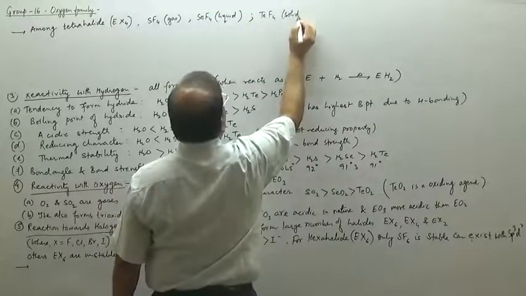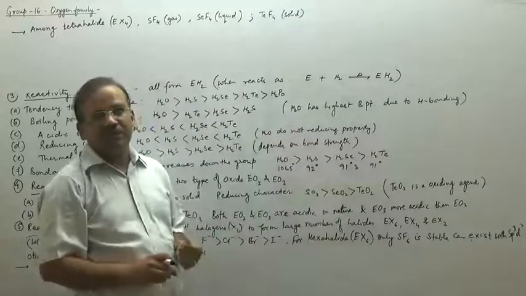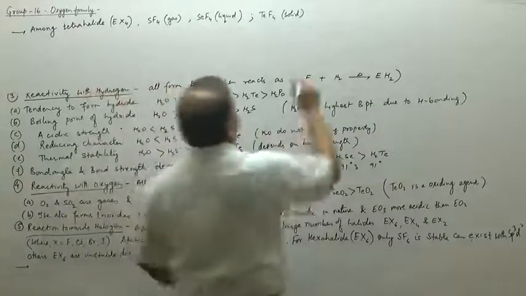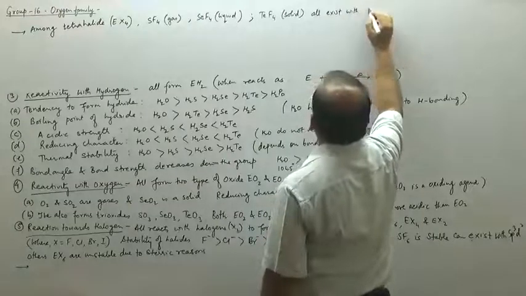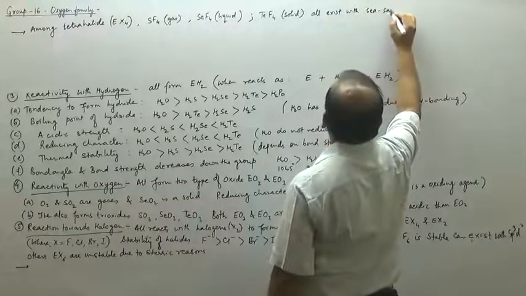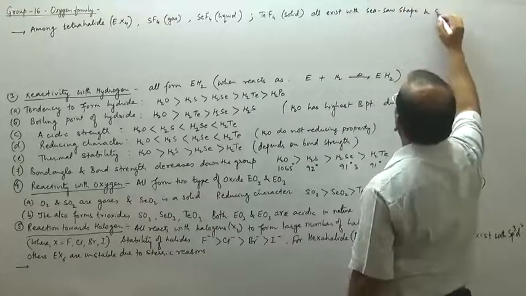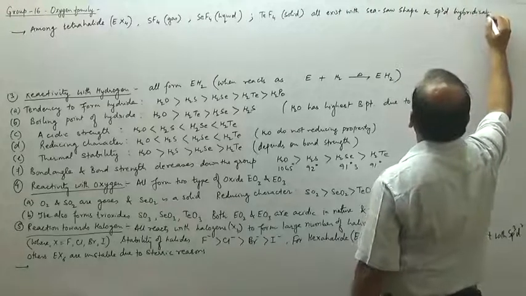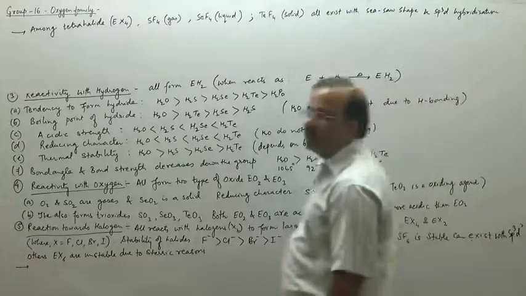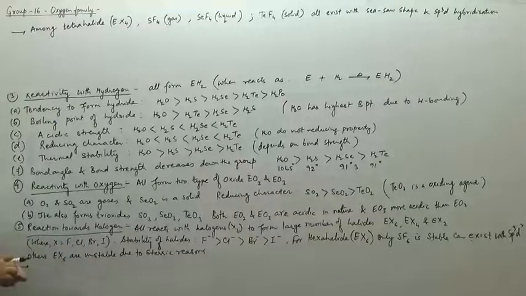So these all exist, but they have the seesaw shape. The hybridization is sp3d, and they all exist with the seesaw shape and sp3d hybridization. You know what the seesaw shape and sp3d hybridization are. So we can write that they all exist, they are stable, and these all will have seesaw shapes.